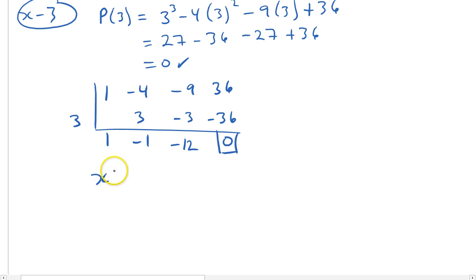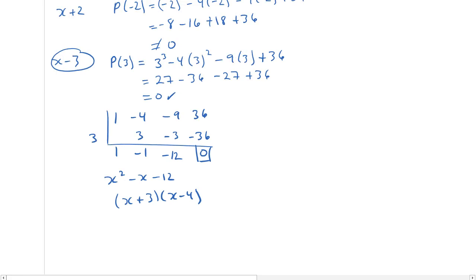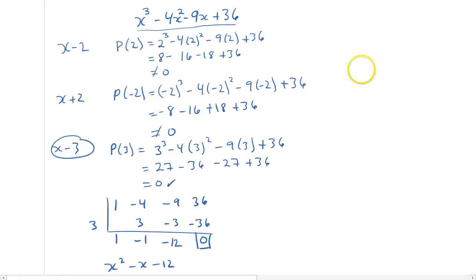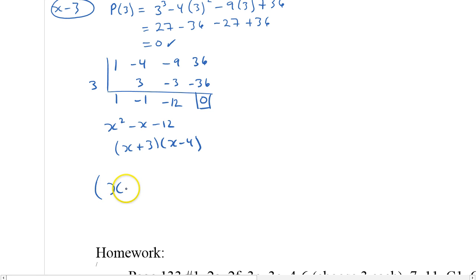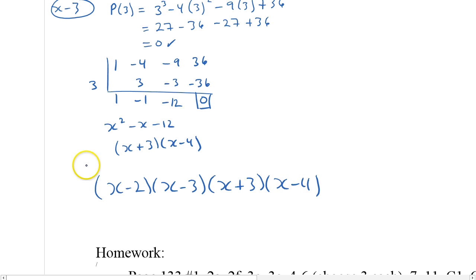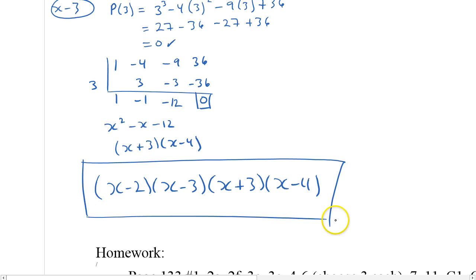So now I have x squared minus x minus 12. So I want two numbers who multiply out to negative 12 and add up to negative 1. So I'm thinking that an x plus 3, x minus 4 does it. Okay, so now let's put it all together. So my final answer is going to be, what was my first one? X minus 2, and then an x minus 3, and then an x plus 3, and then an x minus 4. Oh boy, that was a long one, but we did it, didn't we? Okay, so we got it all done.